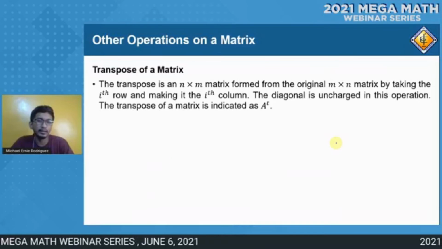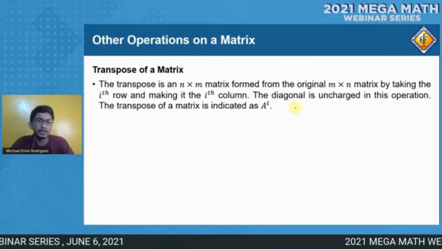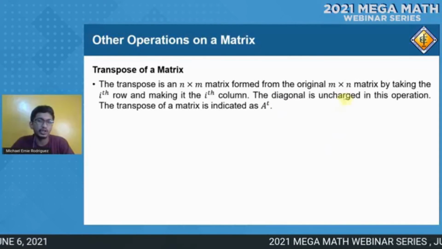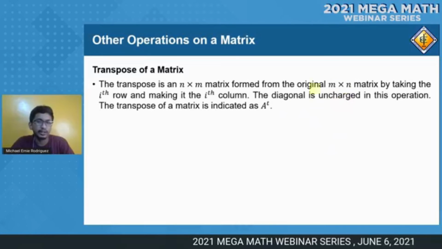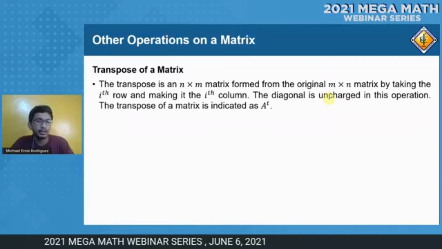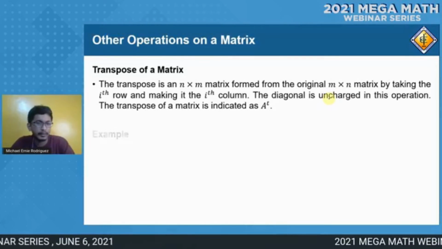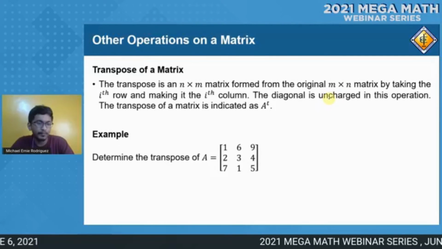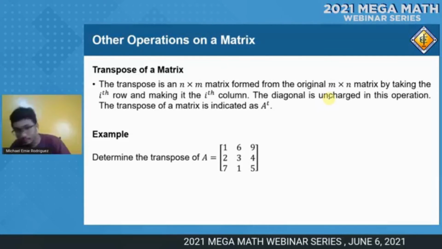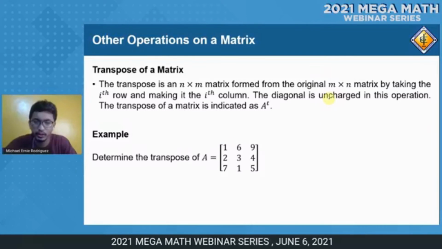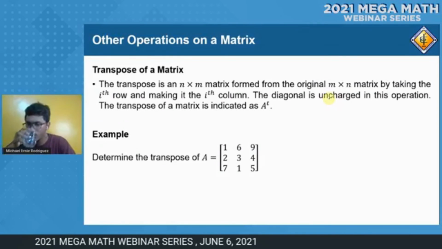So, transpose mo lang. Yung diagonal dito is unchanged. This is unchanged. So, hindi nagbago yung diagonal natin. Yung ganun. Okay? So, the transpose of a matrix is indicated as A raised to T. So, example, ito. Yung transpose nitong matrix A na given.